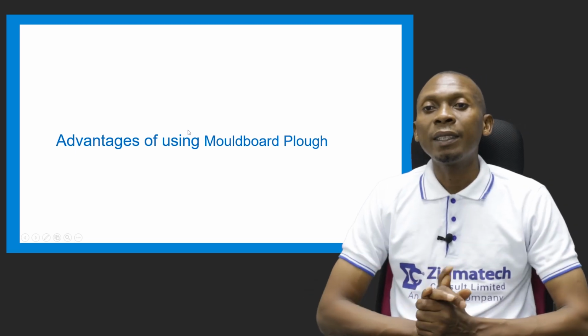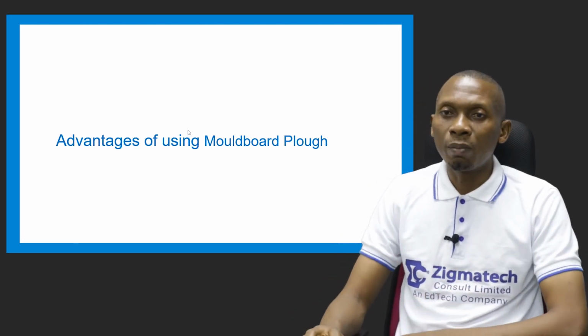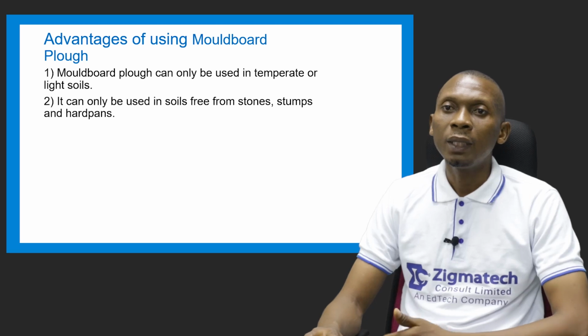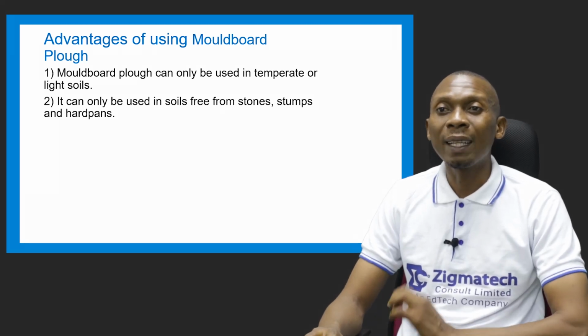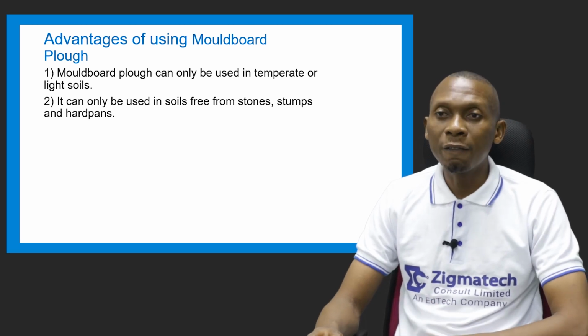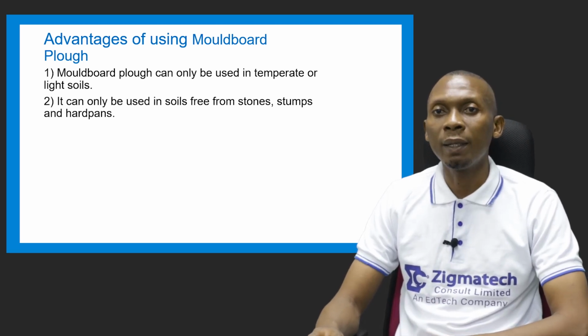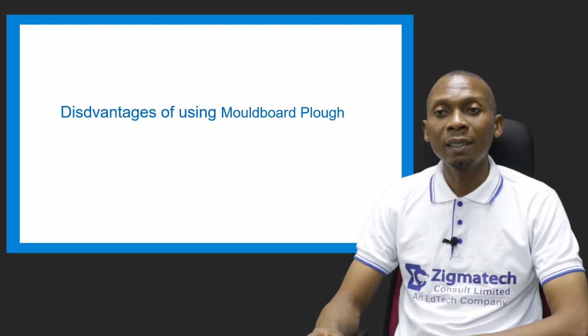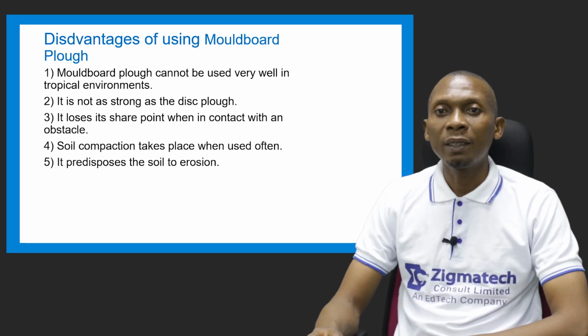Now let's take a look at the advantages of using a mold board plow. It can only be used in temperate or light soils, and it can only be used in soils that are free from stones, stumps, and hard pans. It also has its disadvantages. So let's take a look at the disadvantages.